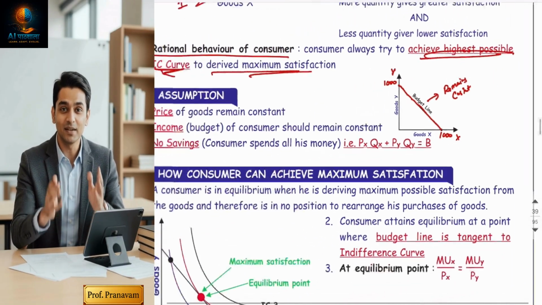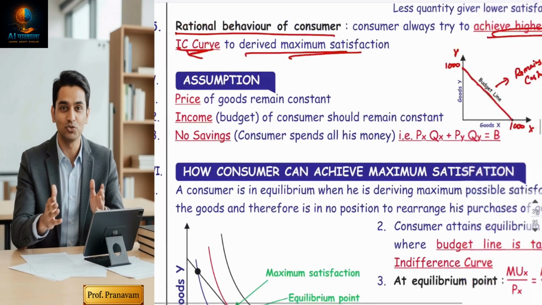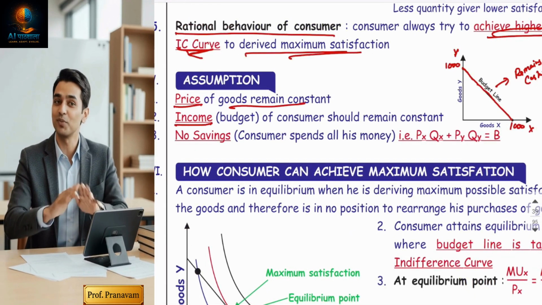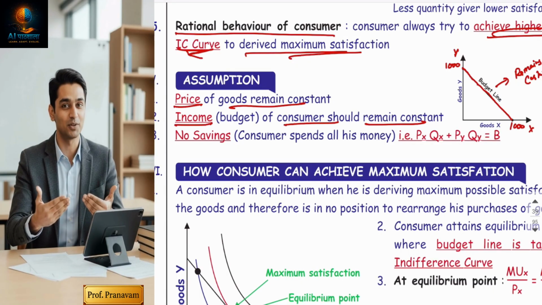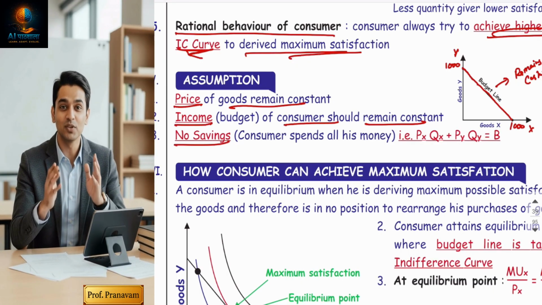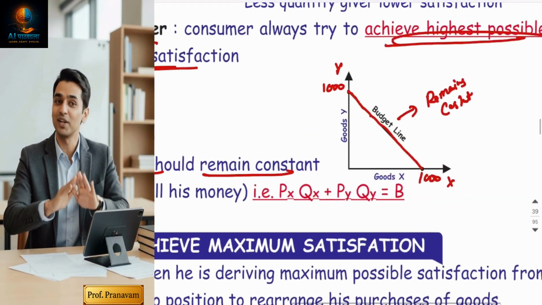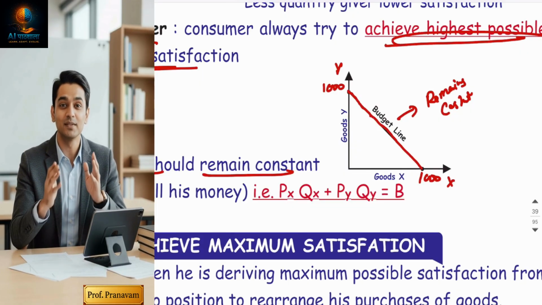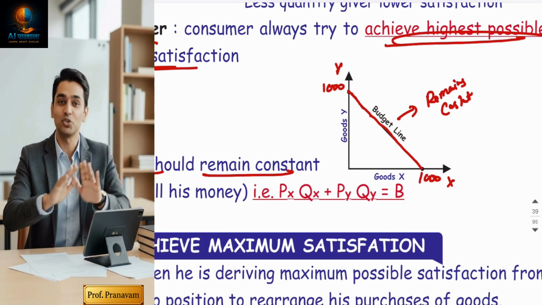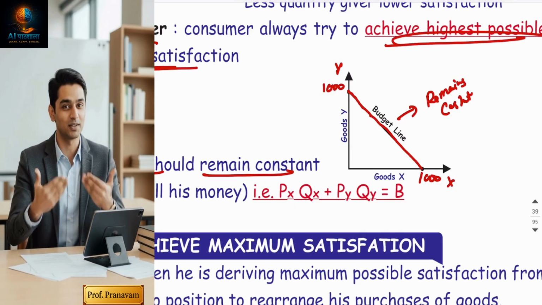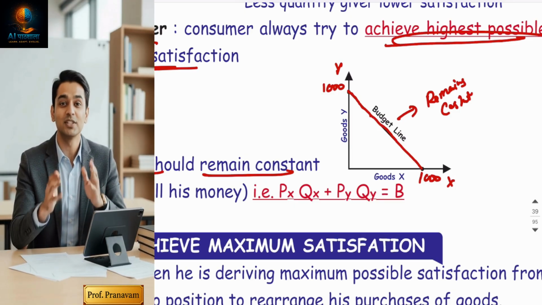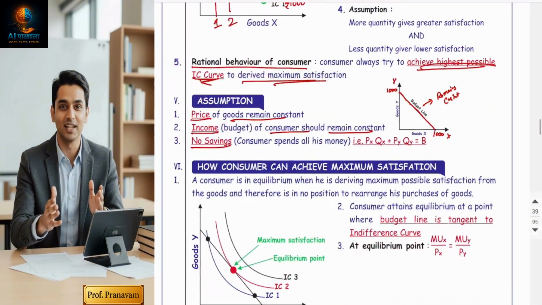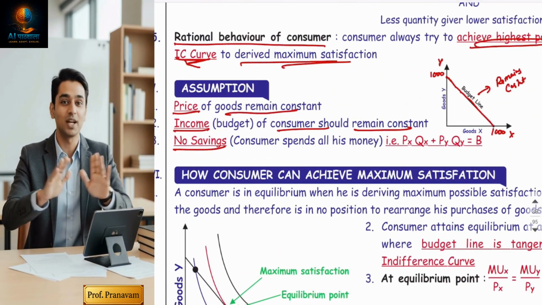And to make it constant, three assumptions have been considered. Price of goods should remain constant, income of the consumer should remain constant, and no savings. But sir, why has this assumption been taken? Because price, income, and saving intention will shift your budget line either to the right or to the left. So if your budget line keeps on changing, Hicks and Allen say I will not be able to explain how the consumer can achieve maximum satisfaction. Oh sir, but how does price affect the budget line?